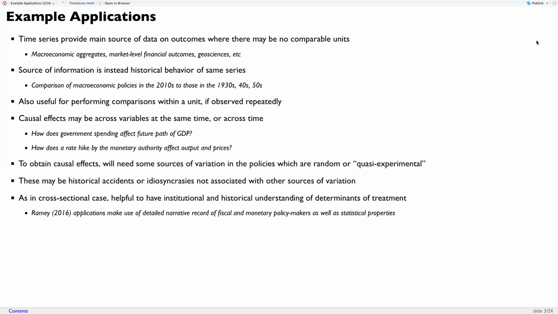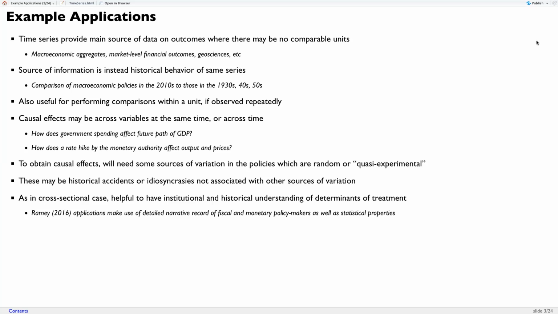And this is relevant, for example, in cases where our outcome is something like macroeconomic aggregates, because we all know that if you are a macroeconomist, the only country that exists in the world is the United States, and no other economy is comparable. Market level financial outcomes, if you're really interested particularly in the S&P 500, there is not another S&P 500 to compare it to. Things like geosciences, so human beings tend to care about the Earth and much less about other planets. We also have a lot more data on Earth than other planets.